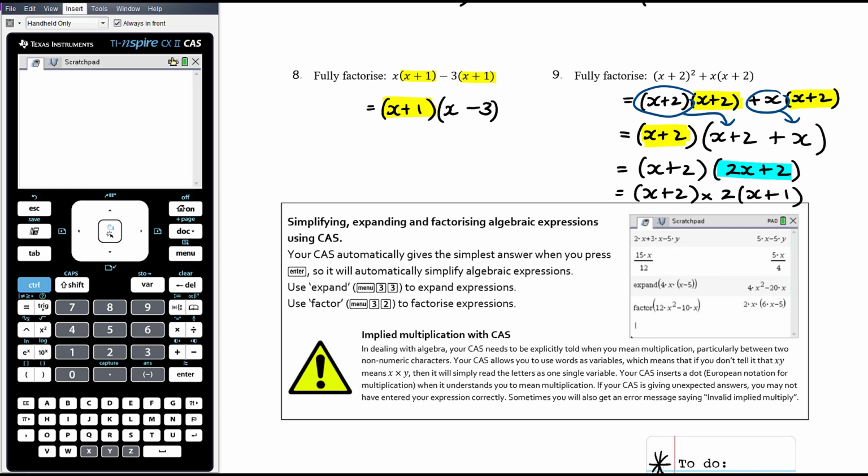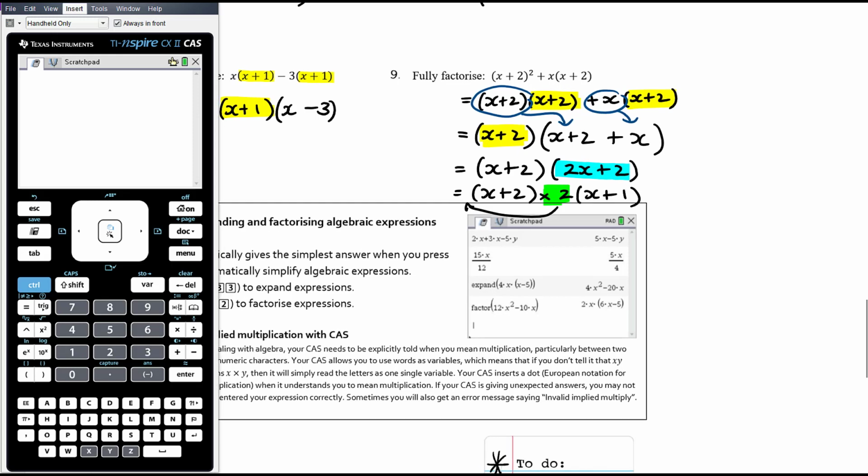Now, as we've talked about previously, conventionally a number gets written at the front, and so we would write this as 2 times x plus 2 times x plus 1. Remember, this is all multiplication. The order that we do them in doesn't matter. I'm going to choose to write the 2 first, and then the x plus 2, and then the x plus 1. We could write those brackets the other way around. It's the same thing, but conventionally, the number on its own should go at the front.